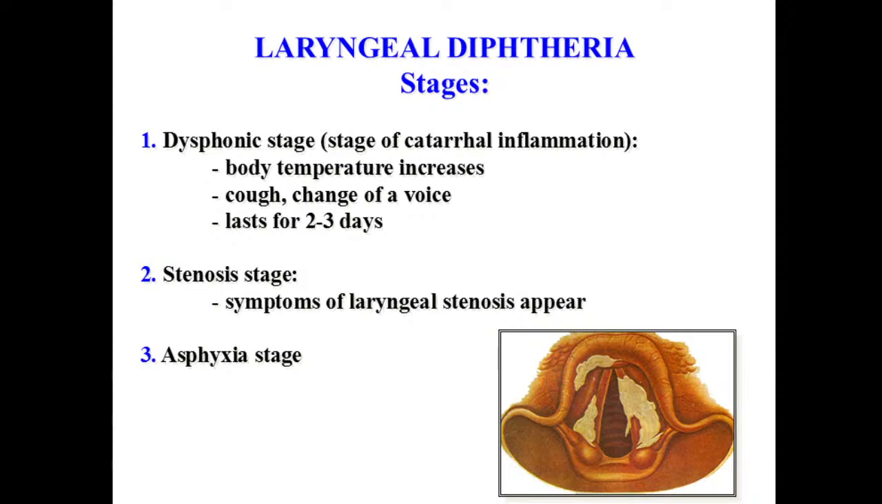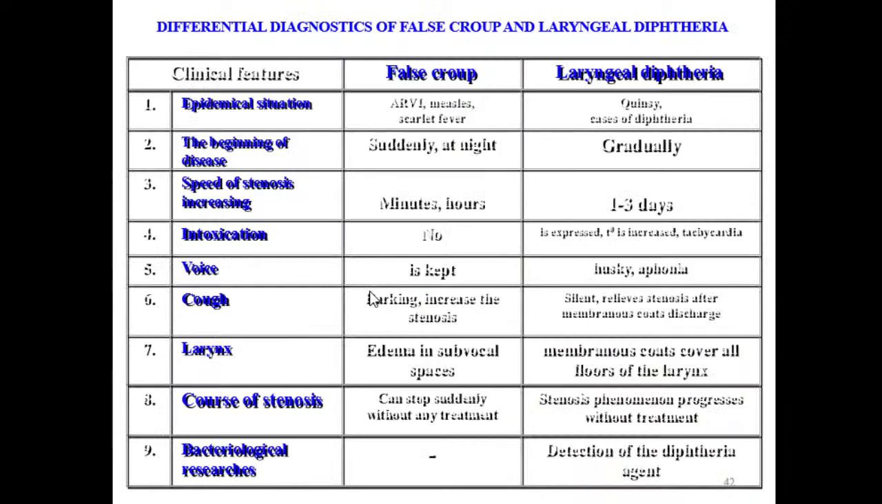Stenosis stage, when symptoms of laryngeal stenosis appear. It is mainly up to 7 days, when membranes are formed in the larynx, and then the asphyxia stage. You may take a screenshot of this slide. It is a differential diagnosis of false croup and laryngeal diphtheria.